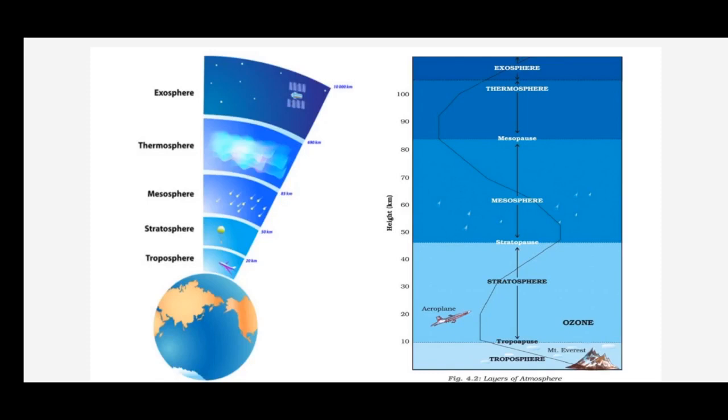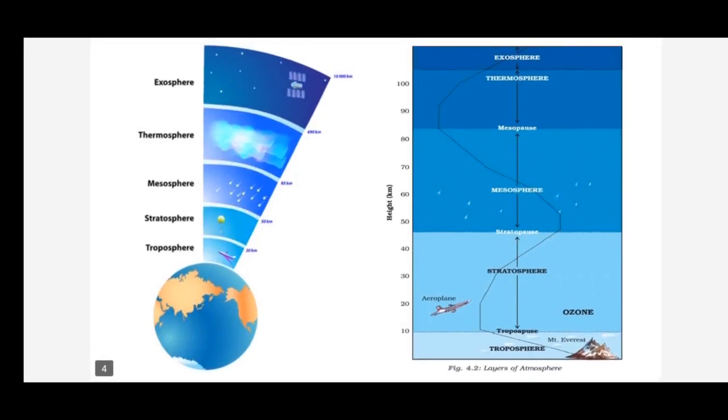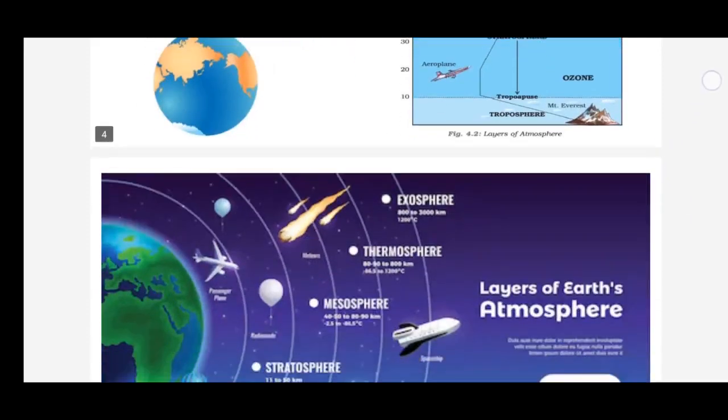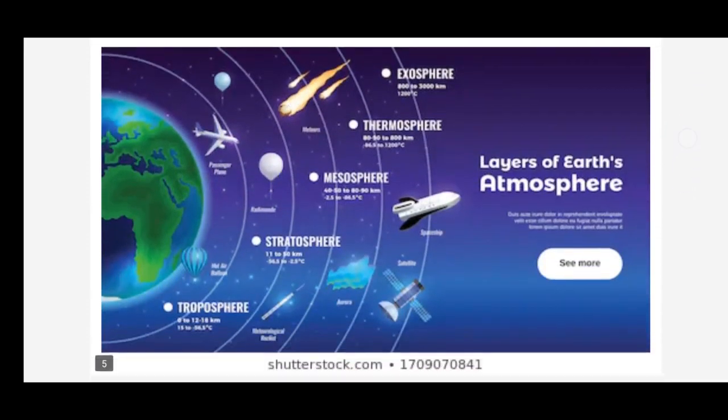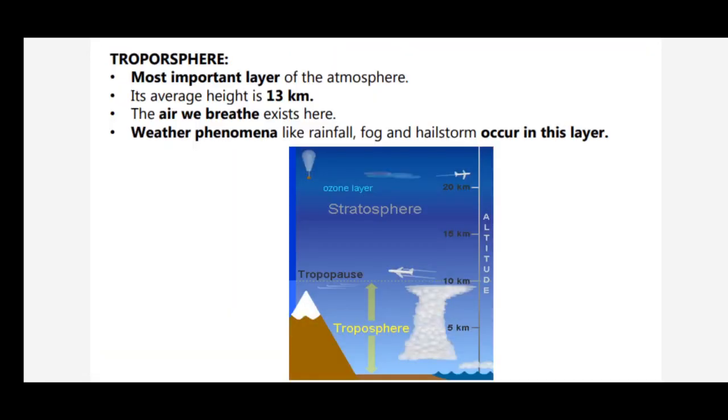You can see the troposphere. Troposphere is the first layer in the atmosphere from the earth. The next comes the stratosphere, then mesosphere, thermosphere, and at last exosphere. So let's discuss each one of them in detail now. You can see clearly these spheres.